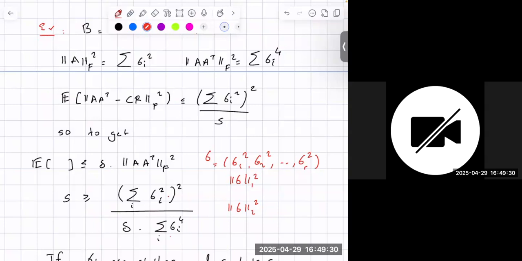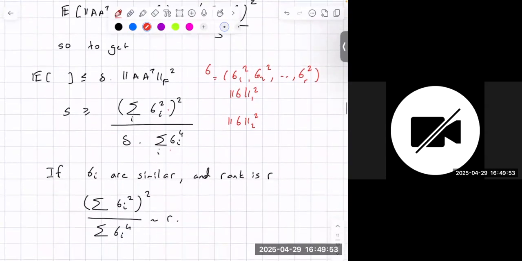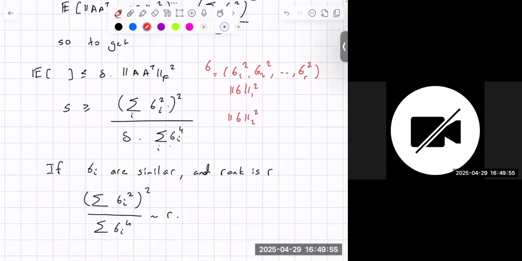It doesn't care about the whole rank. It cares about if you have, say, 5 singular values, they dominate all the rest. You get away with essentially something like 5 here. That's the main point, okay? So if they were all looking the same, this thing will be like the rank, roughly speaking. So at the end, you get something like a stable rank notion.